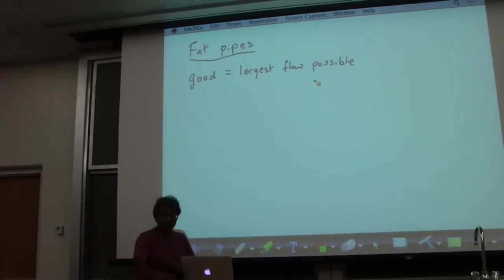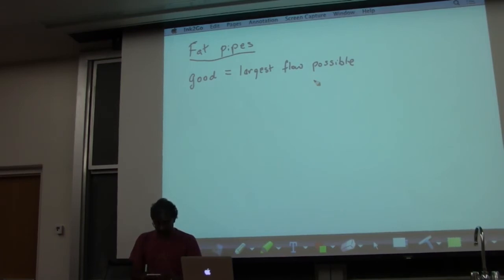Okay? For now, let's not worry about how we find such a path. It's actually not hard to find such a path, so we'll skip that for a second. What I want to focus on is what happens if you do that. How that changes the running time.